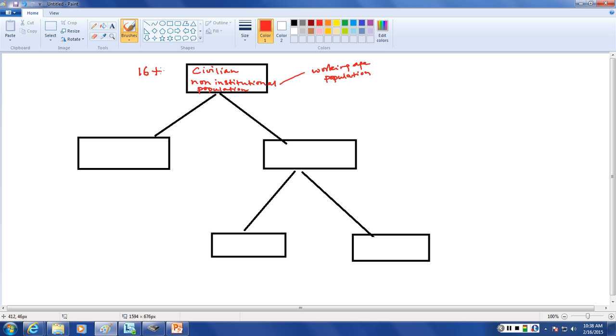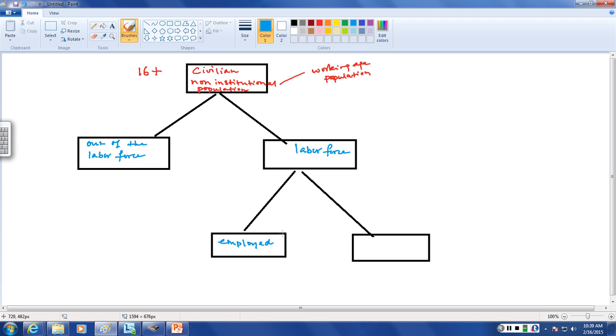Based on answers to those questions, we next have the following categorization that takes place. You are either in the labor force, or you are out of the labor force. And I'll explain this in a second. Now, who is considered to be in the labor force? In the labor force, you would put everyone who's reported being employed. In other words, all employed people are part of the labor force.